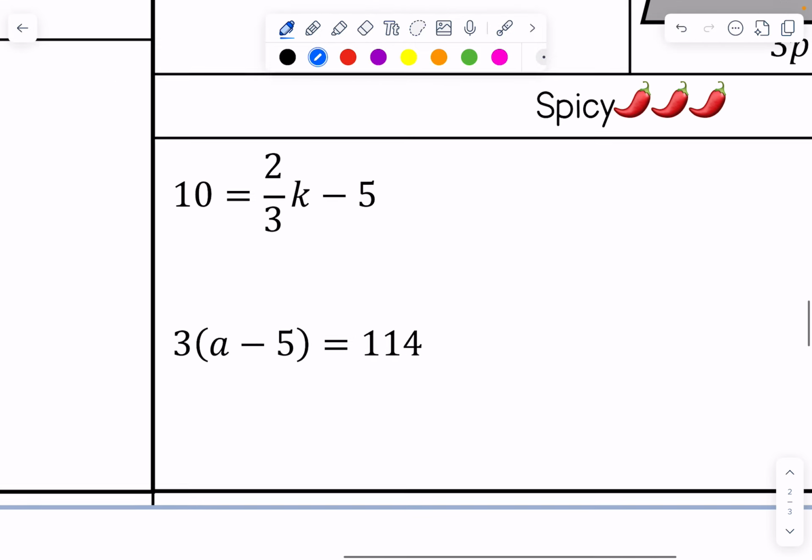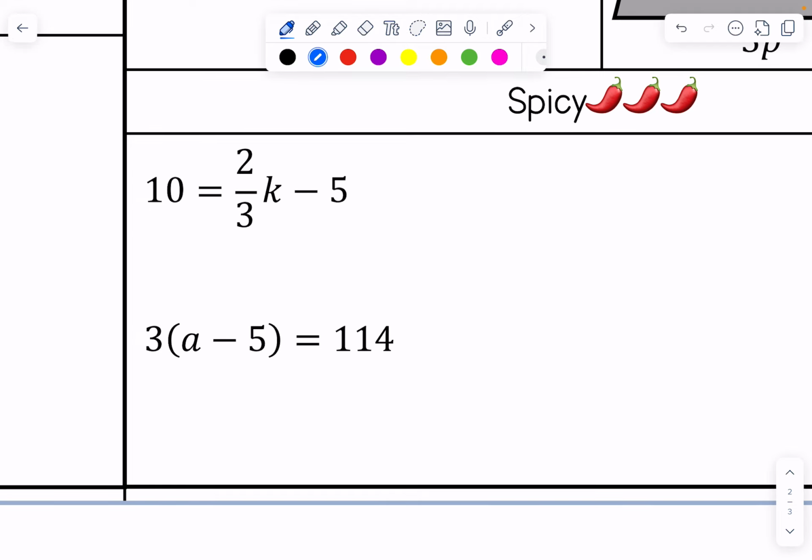And we're going to look at these two spicy problems as well, just really quickly. So we want to look at where our variable is. Right now, think of that as being locked in with your variable. You can't touch it until you undo the other things. So here, my k is locked in with 2/3, so I can't touch that until I undo the -5. So to undo -5, I'm going to add 5 to both sides.